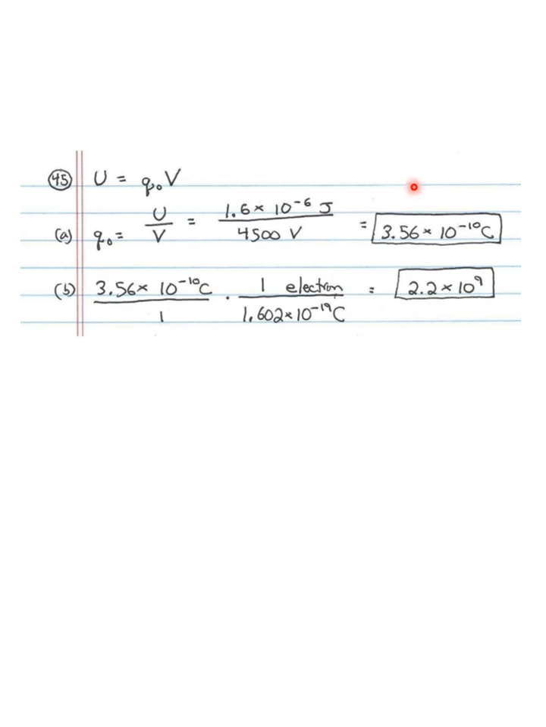We want to know how many electrons there are. So let's multiply as if we're doing a unit conversion. 1 electron is equivalent to 1.602 times 10 to the negative 19 coulombs. So we do that division and we find that there are 2.2 billion electrons.